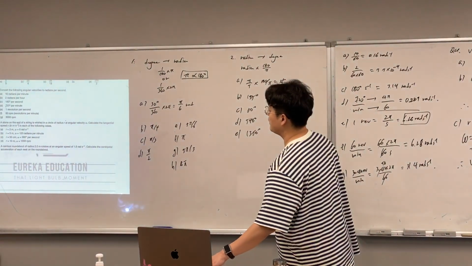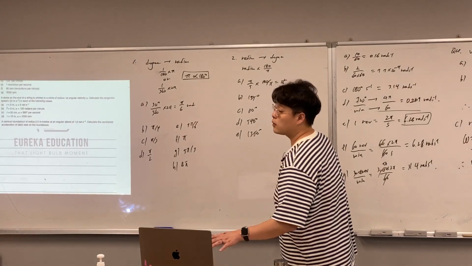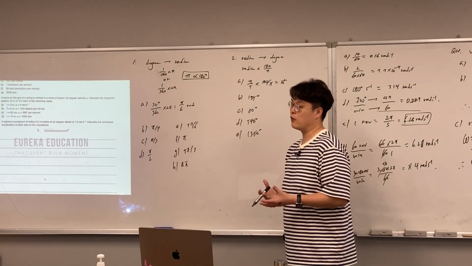Okay. Well, it's good to know now: RPM is not radians per minute. It's always revolutions per minute.